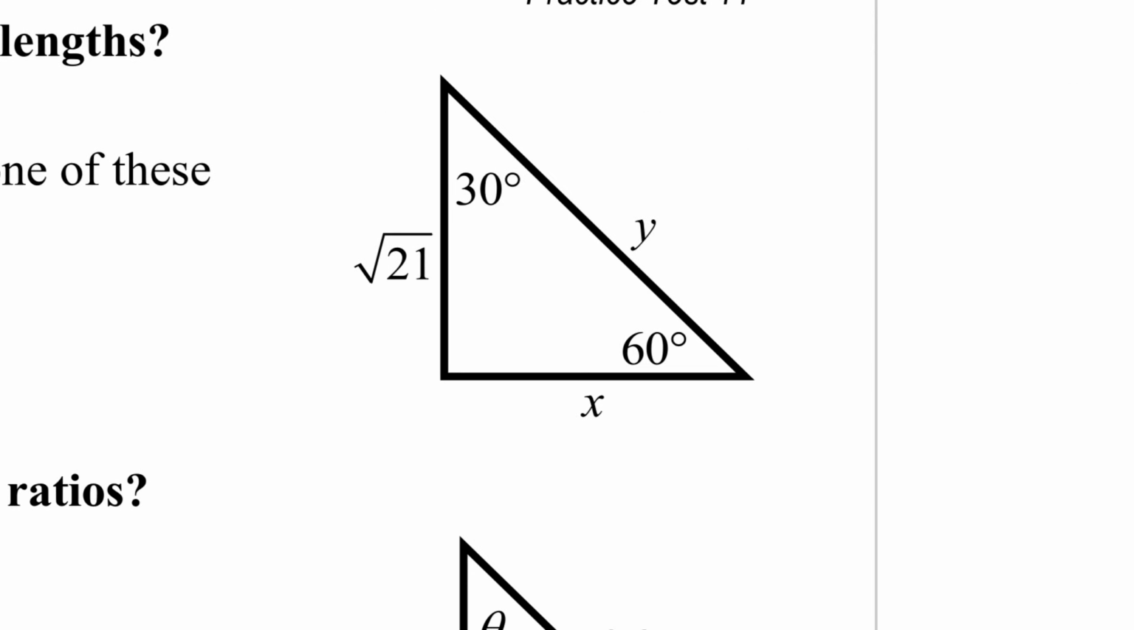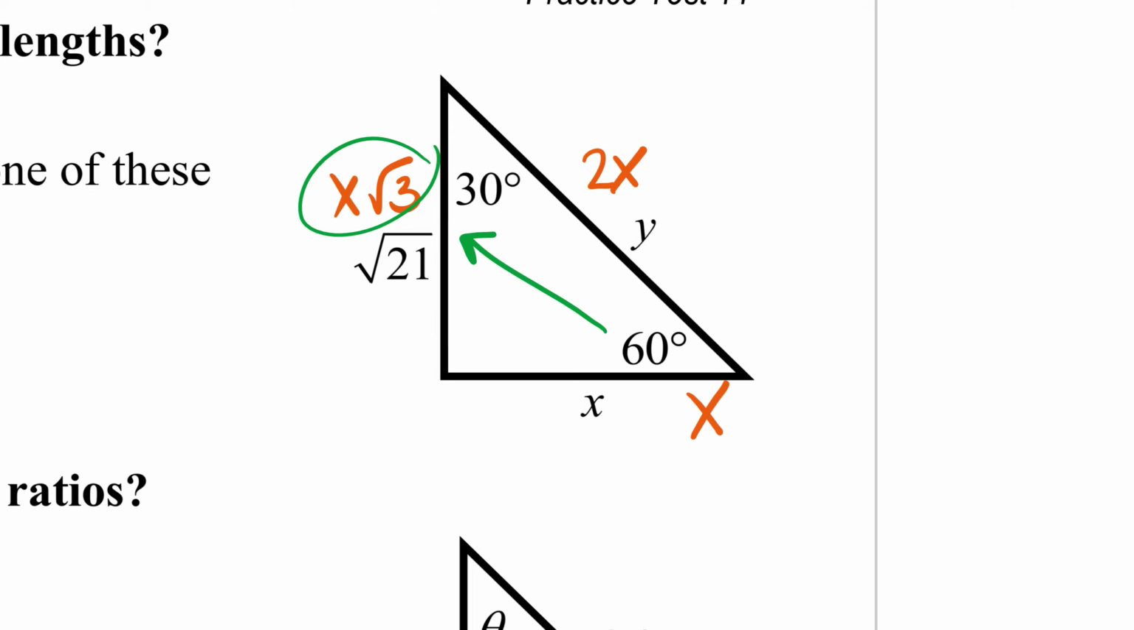Okay, if we look at this, it is a 30, 60, 90. So if you have your notes, this would definitely help. So this is my x square root of 3 side, this is my x side, this is my 2x, the hypotenuse. Okay, so to go from the 60 degree, the longer leg, over to the shorter leg, I would divide by square root of 3.